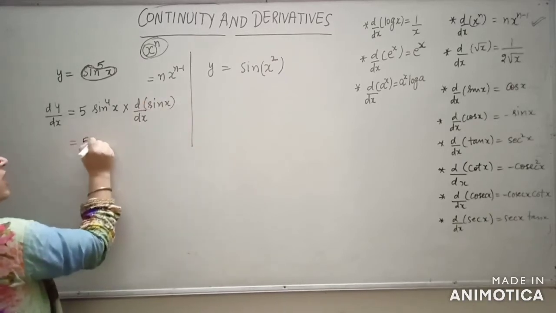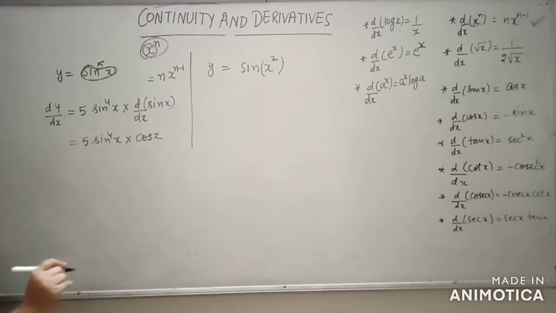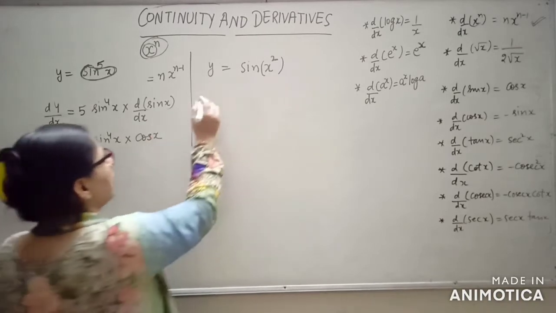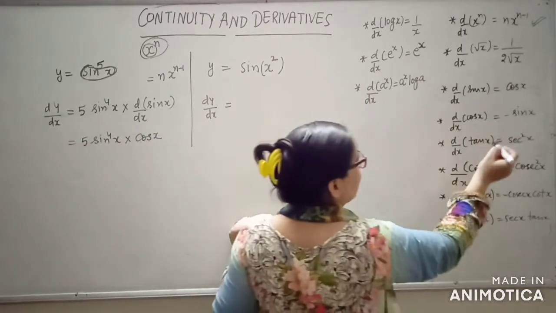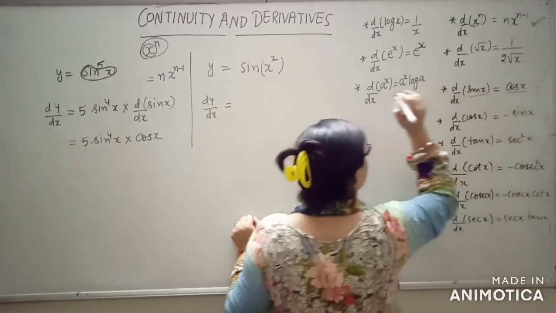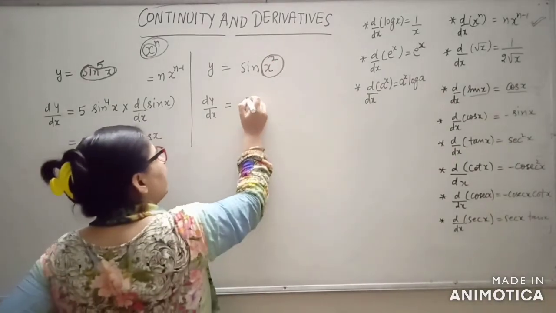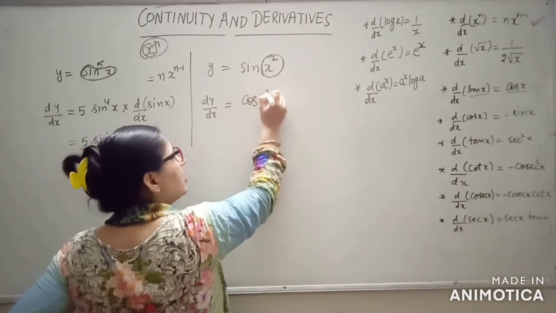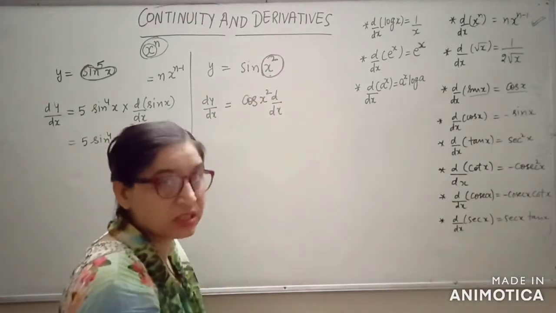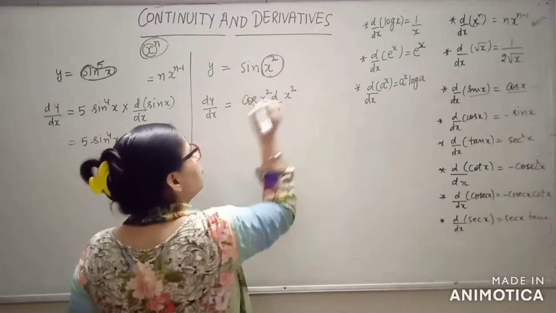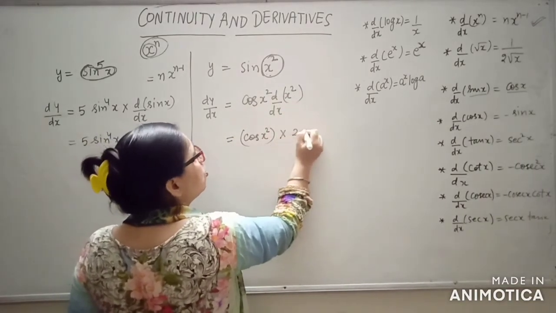Then it becomes sine raised to power 4 x into the derivative of sin x, that is cos x. Now if we go here, we know that the derivative of sin x is cos x, but here it is x square. Suppose it is x, its derivative will be cos, but whatever is written inside, write down that. Now d by dx of this, which you have supposed is x, so d upon dx of x square, it would become cos of x square into 2x.